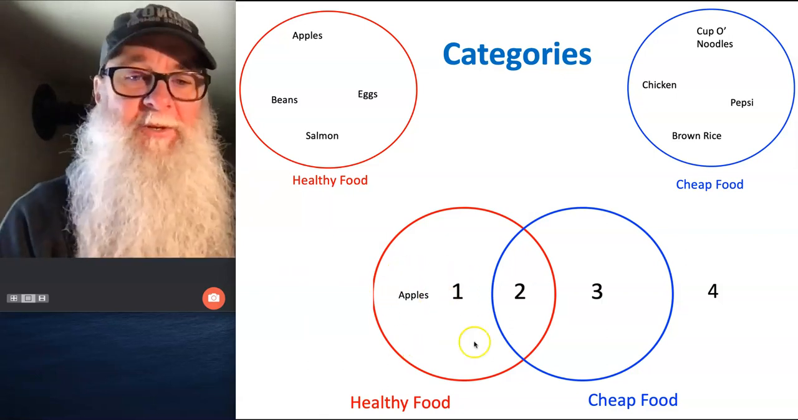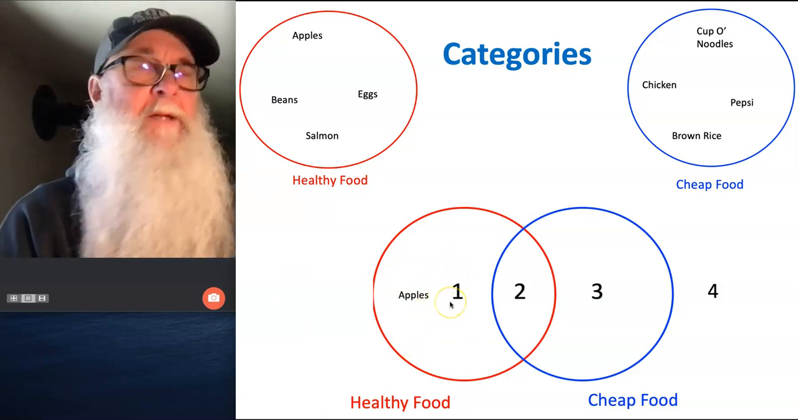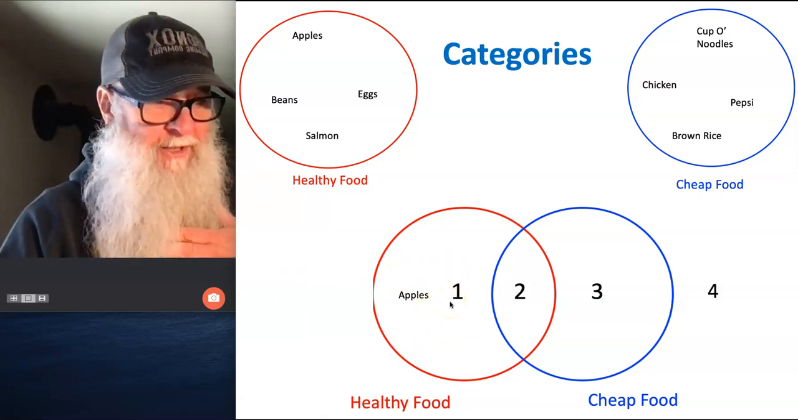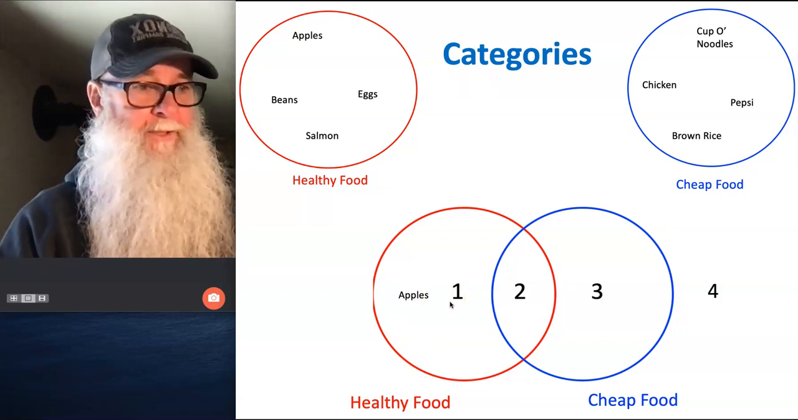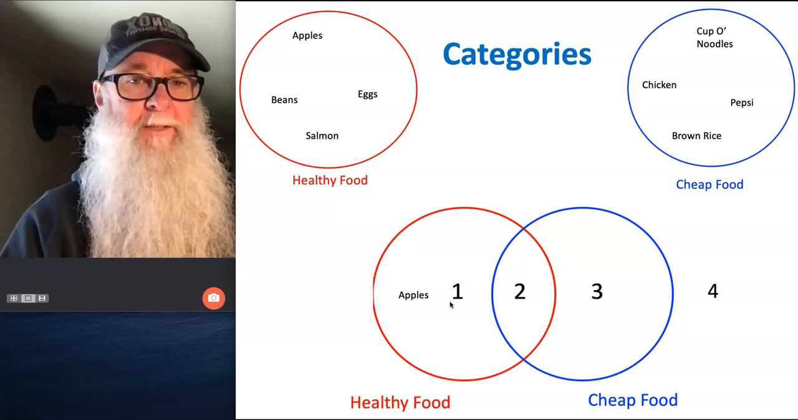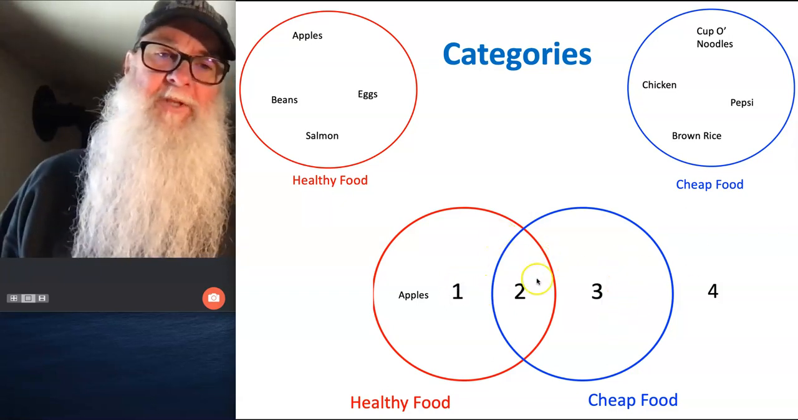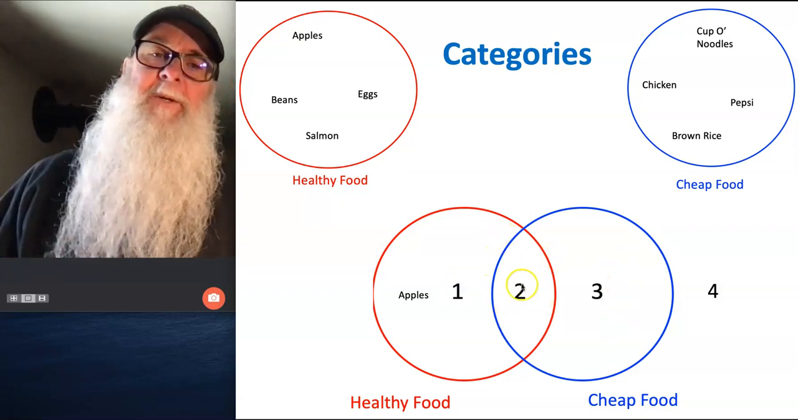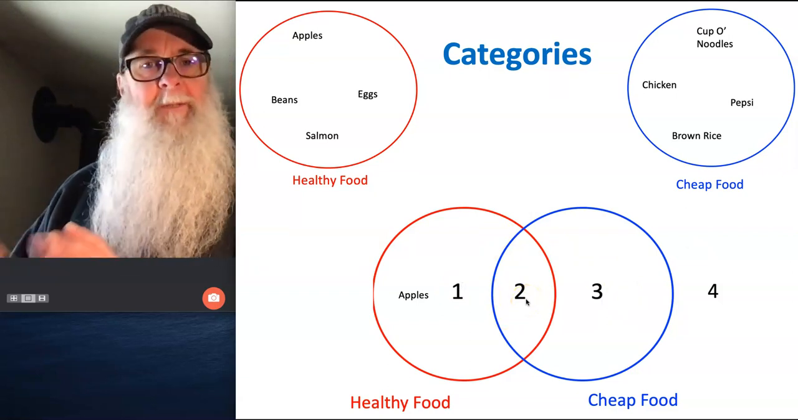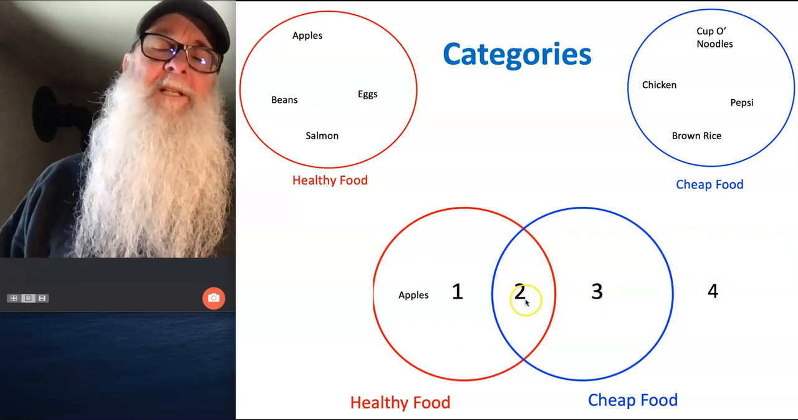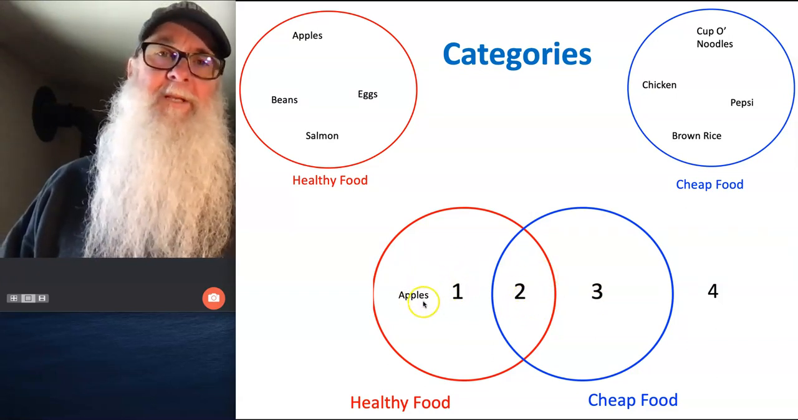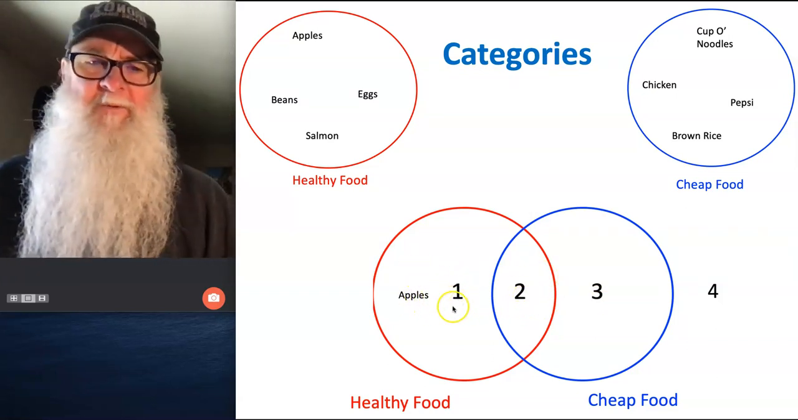Well, I think the apples go over here in area 1. Because by my judgment, apples are not a particularly cheap food, particularly during certain points of the year when they're not in season. So I wouldn't want to put the apples over here in area 2, because even though area 2 does include some healthy foods, it also is going to be healthy foods that are cheap foods. And I don't regard apples as cheap foods. So I'm going to put them over here in area 1.